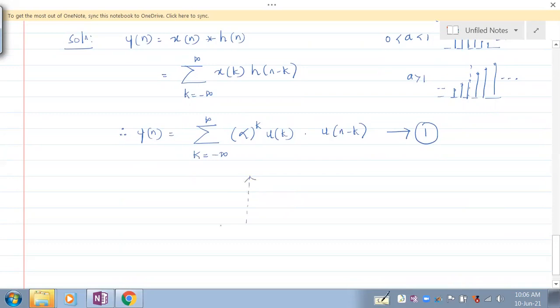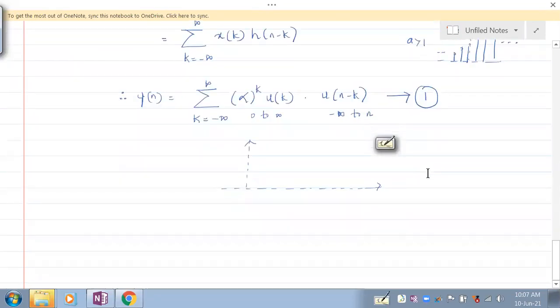Understand that? So we shall see what alpha power k looks like. I've told you the range already. So range is 0 to infinity here. And for u of n minus k, the range is minus infinity to n. We have seen that earlier. So it is shifting u of minus k to the right by n positions. Just work this out, you'll understand. Fine. So let's do this.